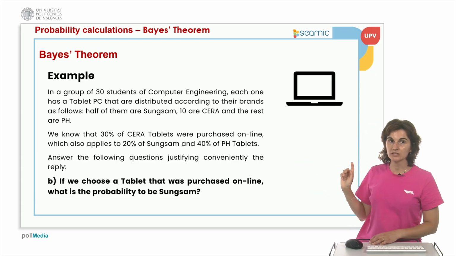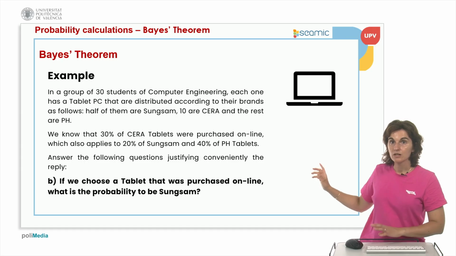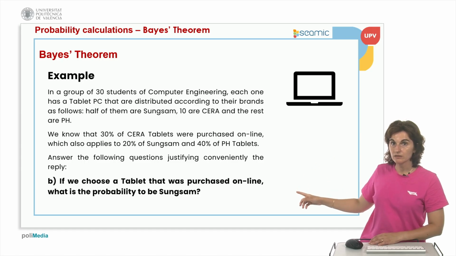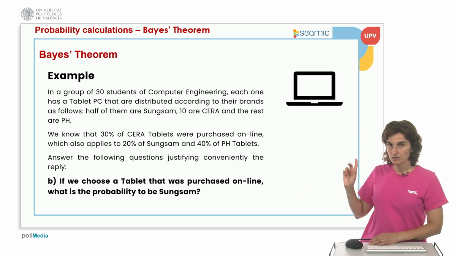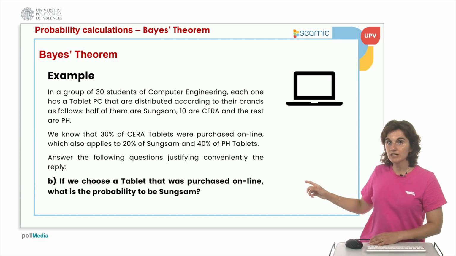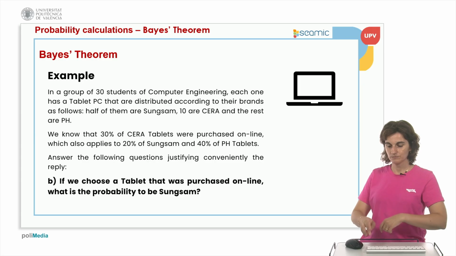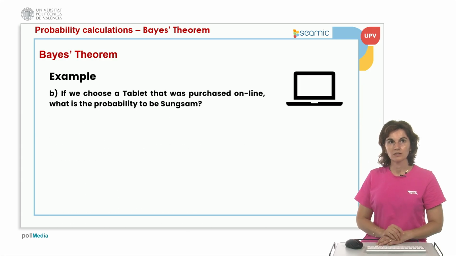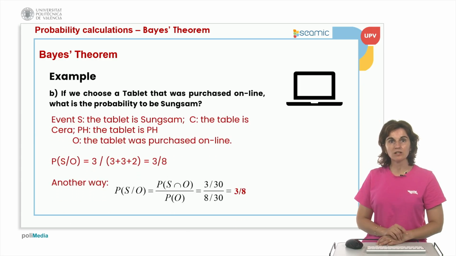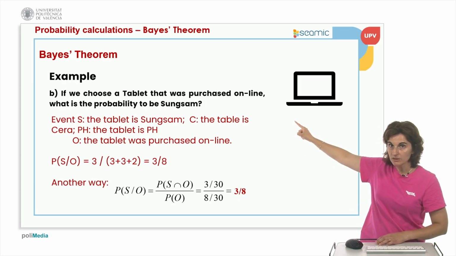So the question now is, if we choose a tablet, randomly selected of course, that was purchased online, what's the probability that the tablet is Samsung? Please pay attention that we are studying the same probability but reversed. So this is the question that we need to answer. Remember the notation we defined. This is something that you need to define in all your problems.